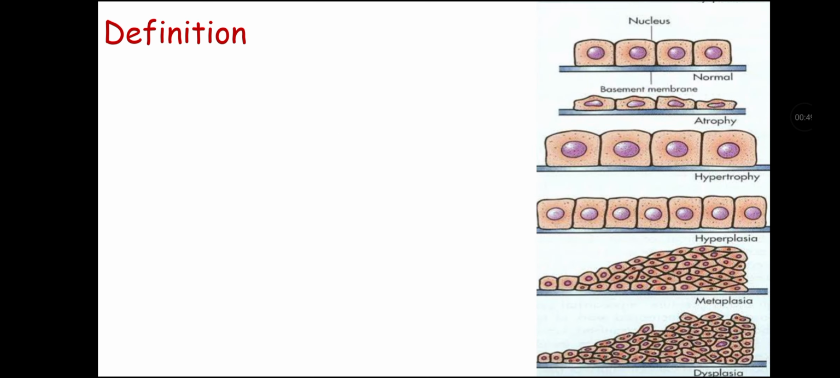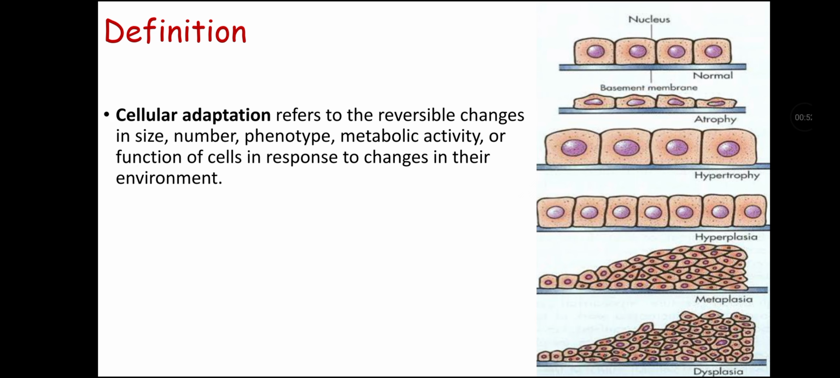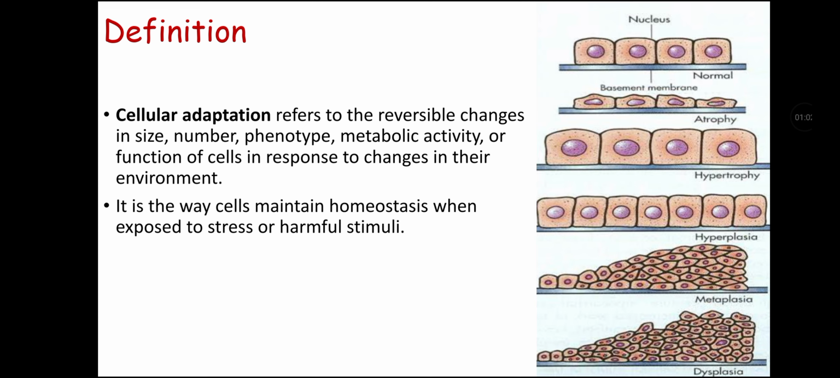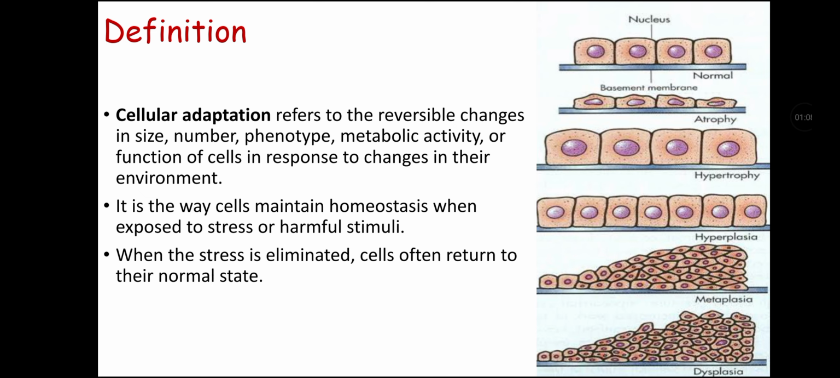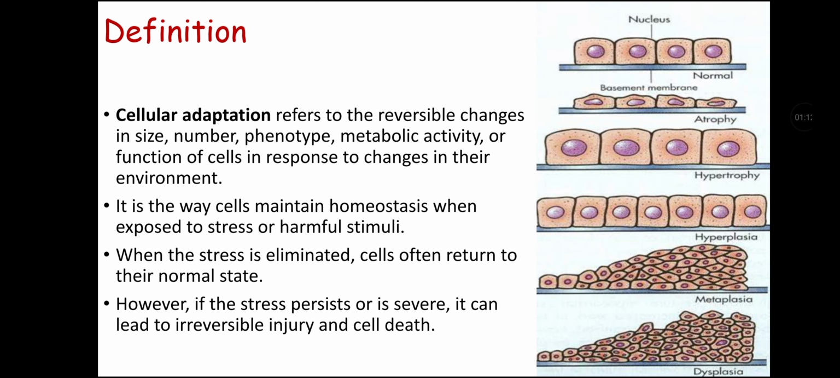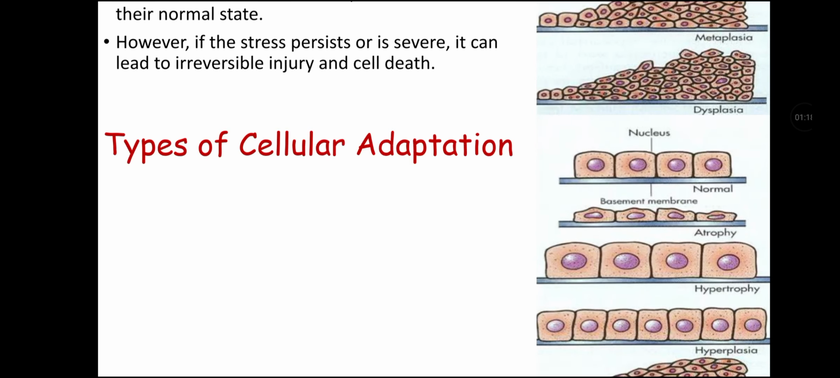and disease. Definition: cellular adaptation refers to the reversible changes in size, number, phenotype, metabolic activity, or functions of cells in response to changes in their environment. It is the way cells maintain homeostasis when exposed to stress or harmful stimuli. When the stress is eliminated, cells often return to their normal state. However, if the stress persists or resurfaces, it can lead to irreversible injury and can cause cell death.